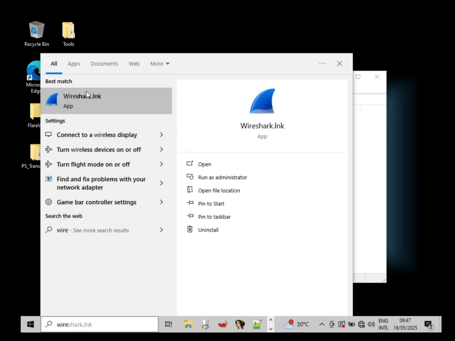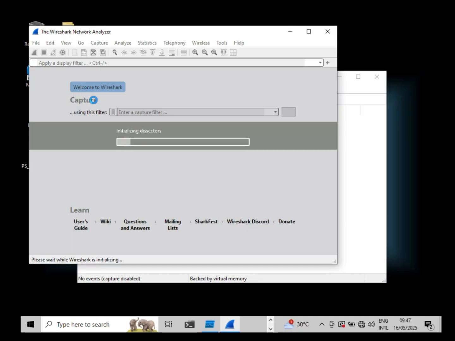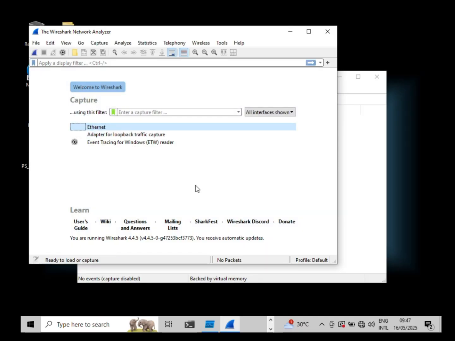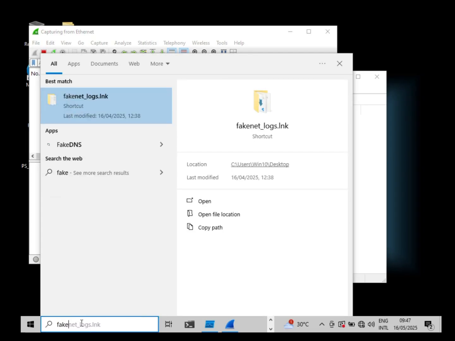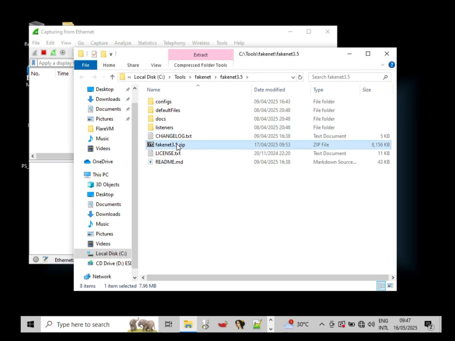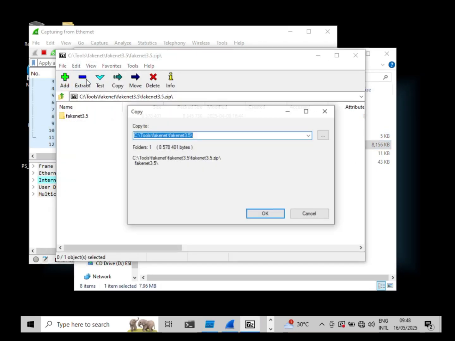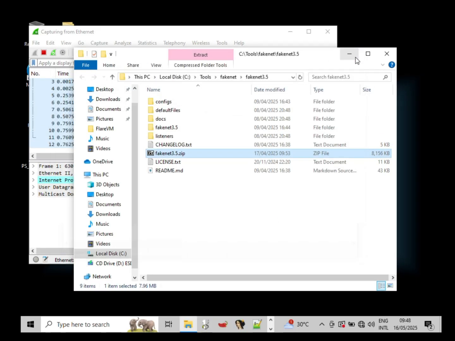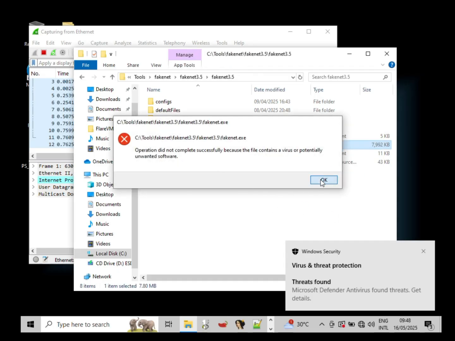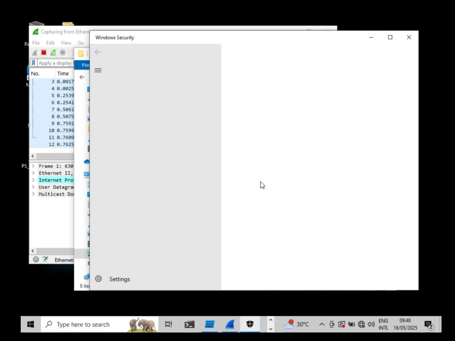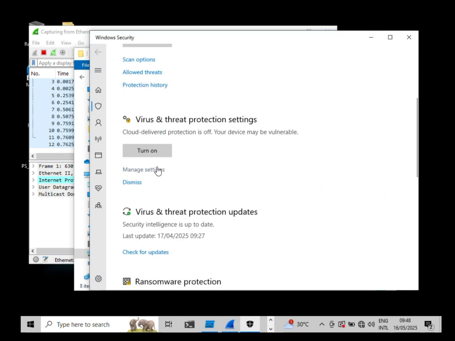I started by preparing my virtual lab using Flare VM, which was configured in host-only network mode to ensure no real internet communication could occur. This isolated environment was crucial to ensure that even if the malware attempted to connect to an external server, it wouldn't leave the sandbox.